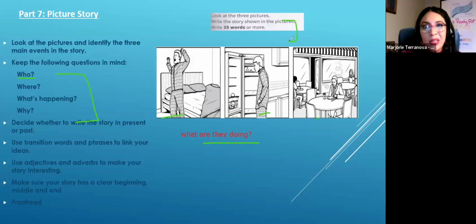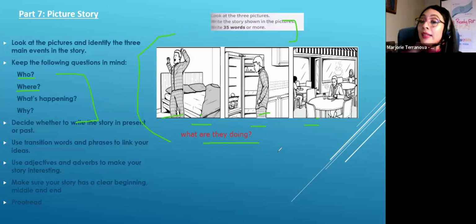Do we have a name here? No, I don't have a name. So, okay, use your creativity and invent a name. Make up a name of the guy here in the story. Say John, Peter, whatever it is that you want to say. Then where? Focus on the where. Or in the first picture, he's in his house. And where? In the bedroom. Okay. So in this lesson, I have bedroom, kitchen, cafe.